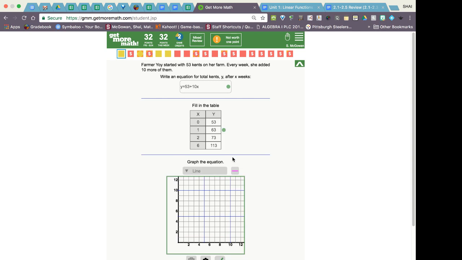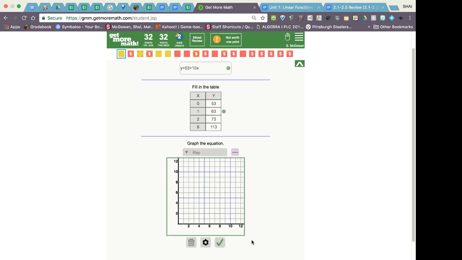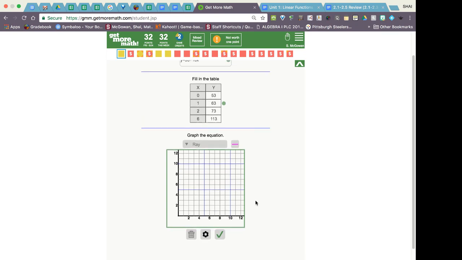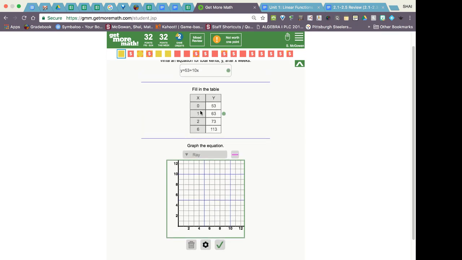Now we have to graph. We're going to graph here before we go, and then I'll go and do it on the smartboard. So this is one quadrant, positive slope, so we're going to pick a ray. We have to plot that starting value. We have to plot 0, 53. Looking down at our table, we need to change it, don't we? We know x is going up by 1. x is the number of weeks.